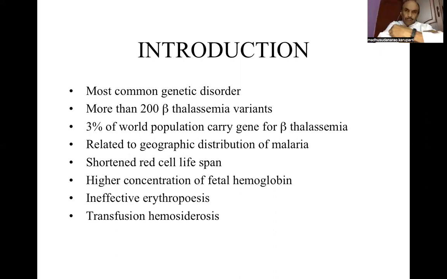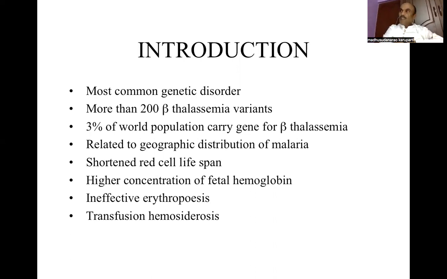So, to say a few points with regard to the introduction, it's the most common genetic disorder. More than 200 beta thalassemic variants are reported. Nearly 3% of the world population carry this gene for beta thalassemia. So, it's very high. The disease is common in areas endemic for malaria.